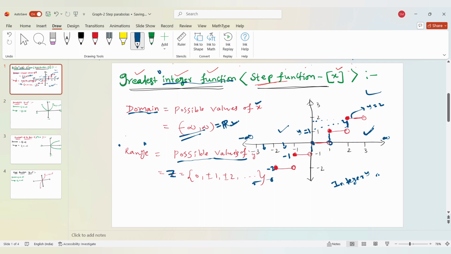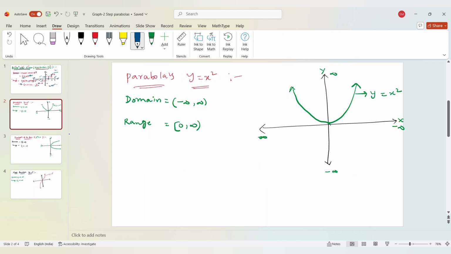This is a very important function. Clearly you can see this has a break. So that's why this is a discontinuous function. Its differentiability, integration, everything we will be learning in the upcoming classes slowly. Okay, let's move on to the next function.